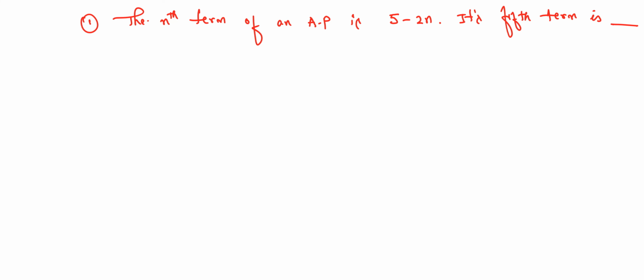Can you change this statement into a condition? What is the given statement? The nth term, an, is equal to 5 minus 2n. Then what is asked? The fifth term. So what should we do? In place of n, substitute 5. 2 5s are 10. 5 minus 10, minus 5. Very good. So the answer is minus 5. Any doubts?